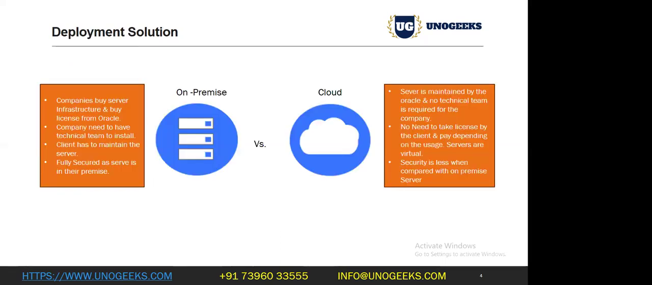So let me move on to the next slide. Here you can see a deployment solution with on-premise and cloud. On-premise, basically, you can call EBS R12, which exists in the current market. Of course, a few clients have already migrated to cloud, and migrations from EBS to cloud are still happening. I am also working for a client who is upgrading from EBS R12 to cloud. Why should I go for cloud rather than maintaining on-premise?